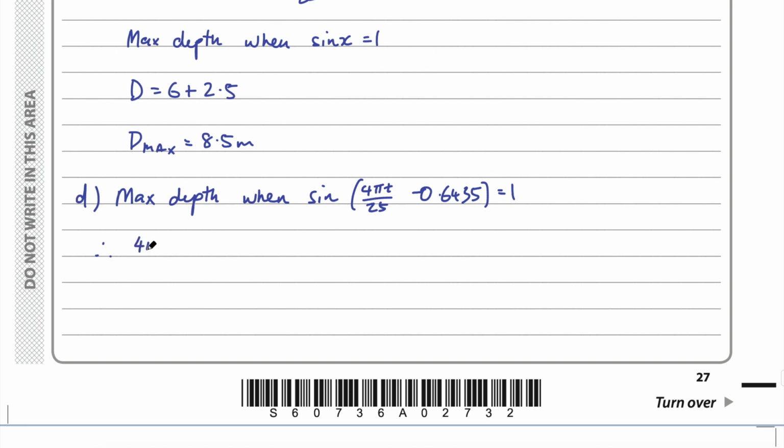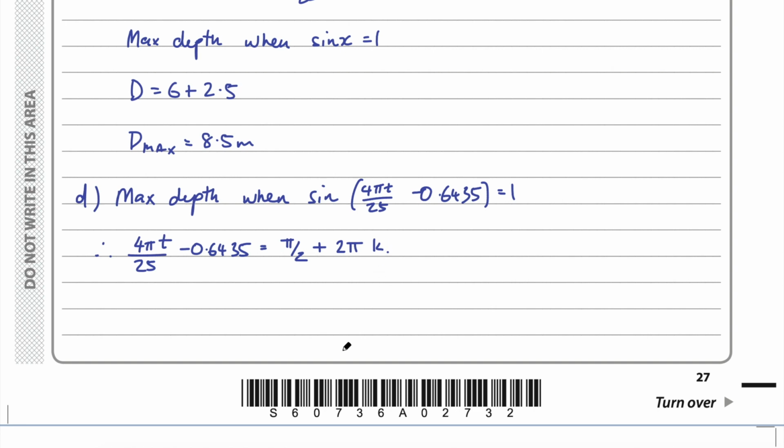So we can say therefore 4 pi t on 25, take 0.6435 equals pi on 2. However, it's not just pi on 2, it also has a period, right? So the next maximum will occur after the period of the sine wave has reached its maximum again. What's the period of the sine curve? It's 2 pi. So this is going to be plus 2 pi, and this will actually keep on going for every 2 pi after that. So we can say plus 2 pi k. And I'm going to include that step.